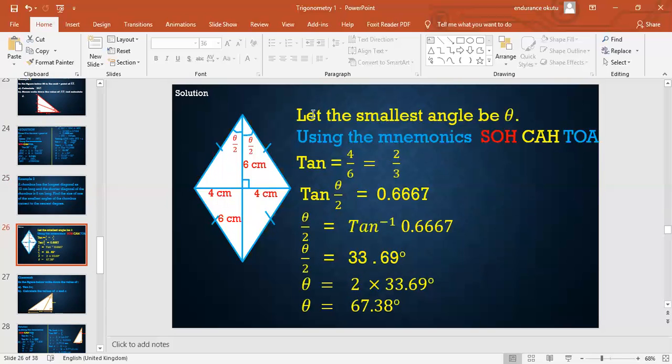Now, if we take the smallest angle as theta, using our mnemonics also, taking one of the triangles, we have 4 right angle triangles in the rhombus. The shorter diagonal is divided into 4 and 4, so 4 plus 4 gives us 8. The longer diagonal gives us 6 plus 6, which is the 12. So you can see that.